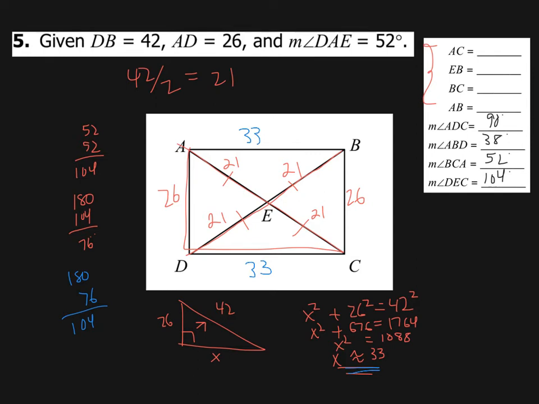We got all our sides labeled, so let's just start answering questions. Let's see, they want AC. Well, AC is that whole length there. That's going to be 42. EB is going to be from E to B. That's going to be 21. No problem there. BC is the side over here. That's going to be 26. And A to B, from our Pythagorean theorem work, 33. Again, that was the one that we had to work for.